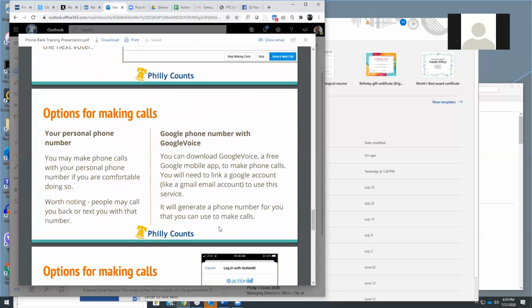Okay. Now, an option for making calls. I use my own cell phone to make calls. And then what happens is when you call somebody that's not home, they're going to see that somebody called from this number, and sometimes they're going to call you back.